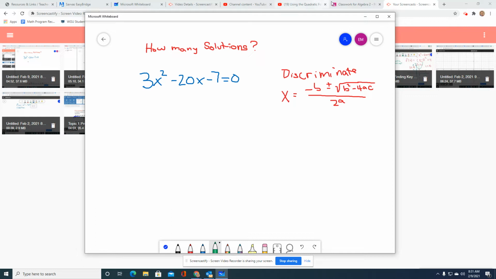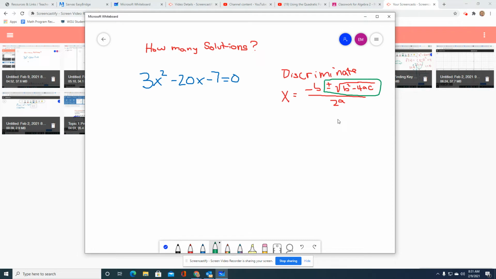So I wrote on the right side of my whiteboard the quadratic formula. This is the whole quadratic formula. However, the discriminant is just the part of the quadratic formula that's underneath the radical sign. This is a very critical piece to the quadratic formula because it will tell us how many solutions we have.